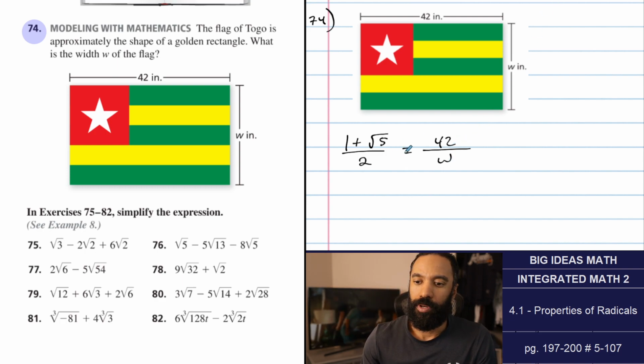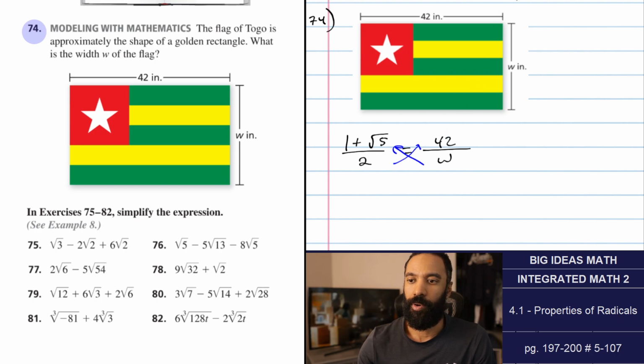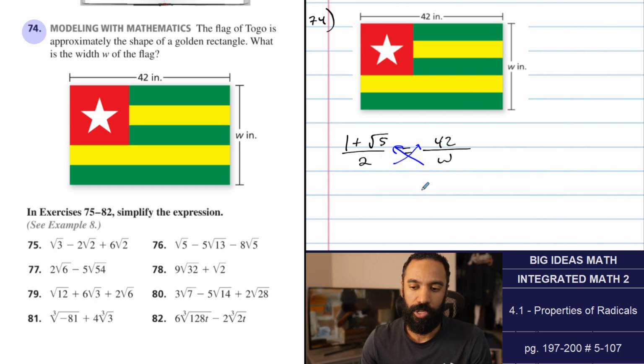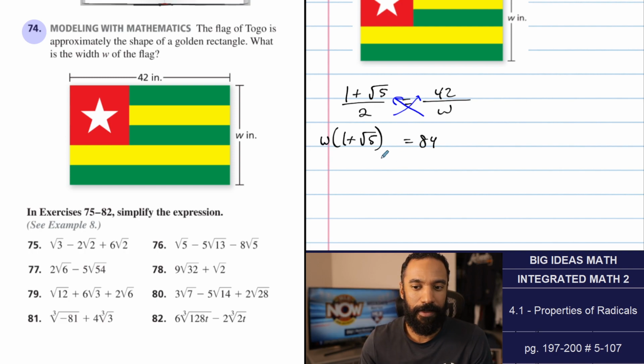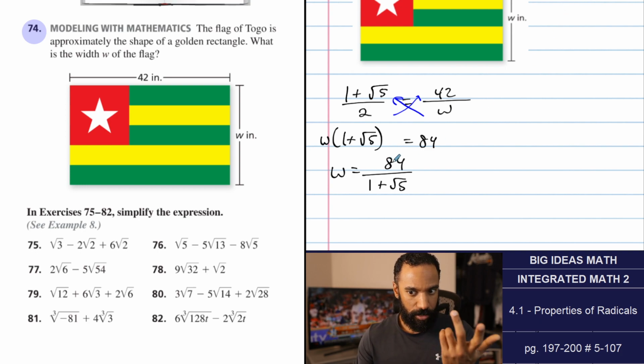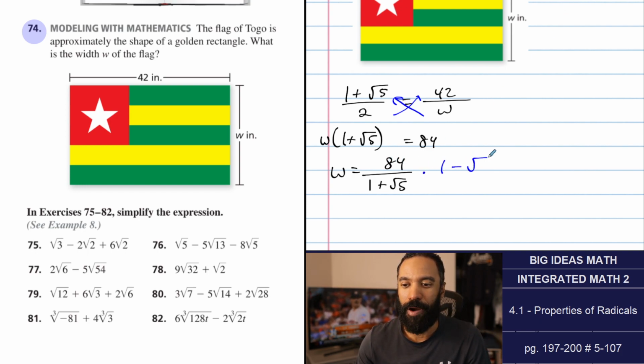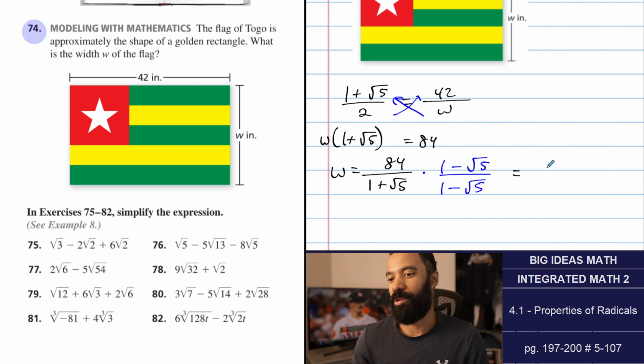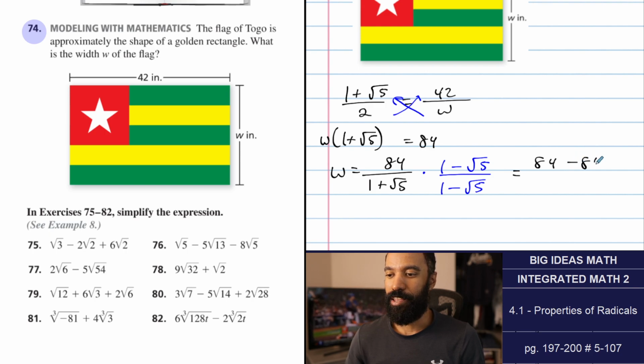Okay, anyway, when you cross multiply here, same-ish is going to happen, though this time 2 times 42 is 84, and I have W times 1 plus root 5. Hey, listen, it's the same thing we're doing. We're going to multiply by the conjugate and all that. So 84 over 1 plus root 5. It's the same thing we're multiplying the conjugate by, but it's a different number on top. So, I mean, we could have probably made this a lot faster as far as what the answer looks like. It'll look familiar to the last one. So this is going to be 84 minus 84 root 5 all over negative 4.